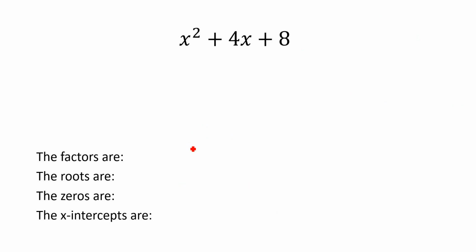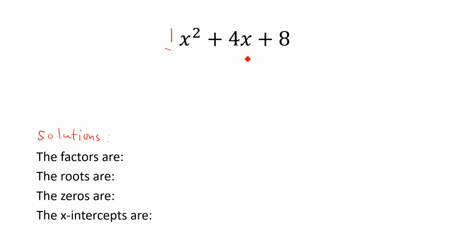Let's say we had this problem, x squared plus 4x plus 8, and we want to figure out the same exact questions. What are your factors, what are your roots, your zeros, and what are your x-intercepts? I guess I meant the solutions too. Sorry, I missed out on that.